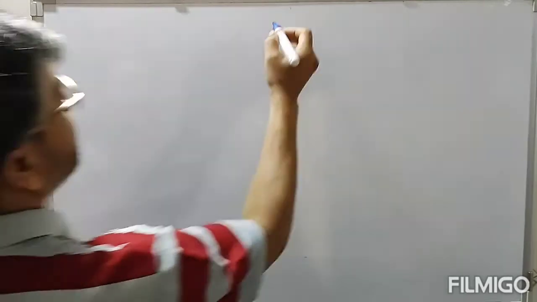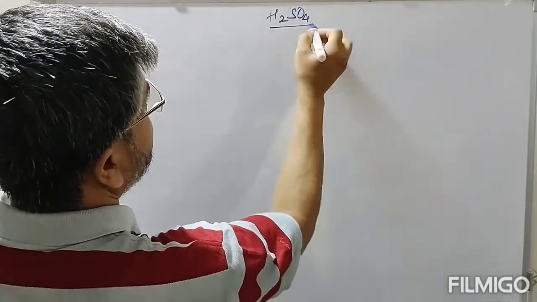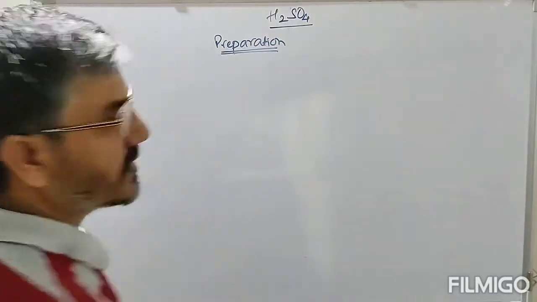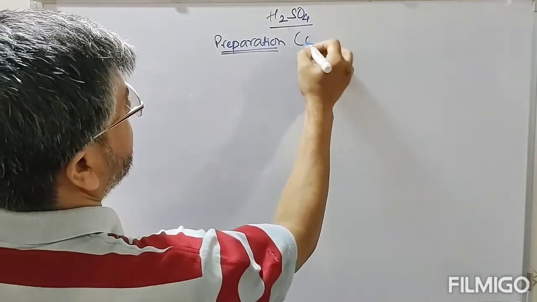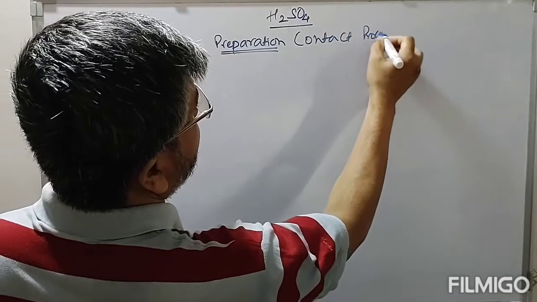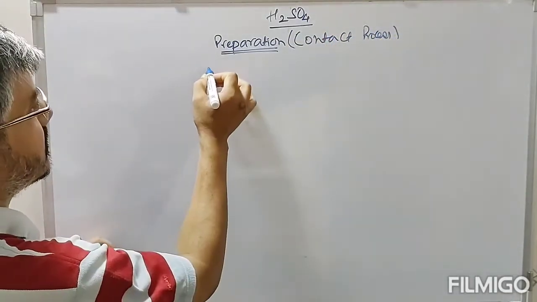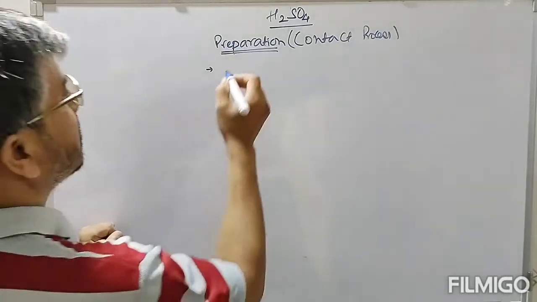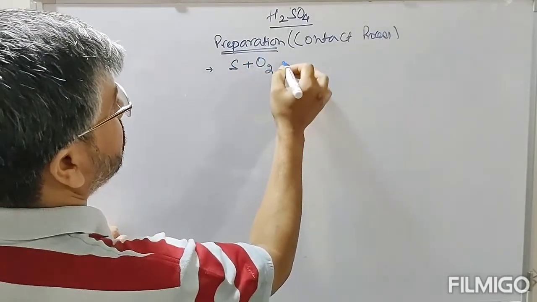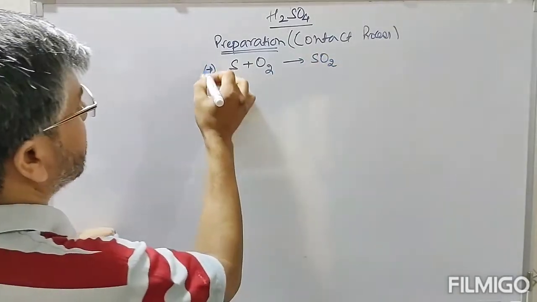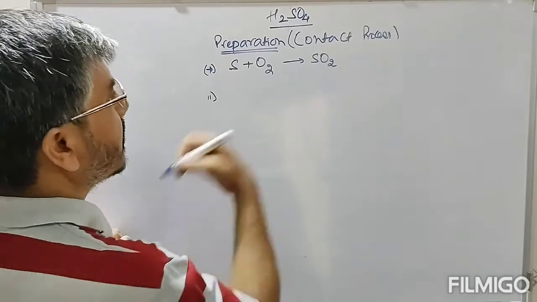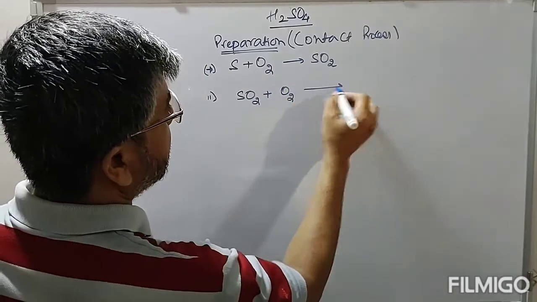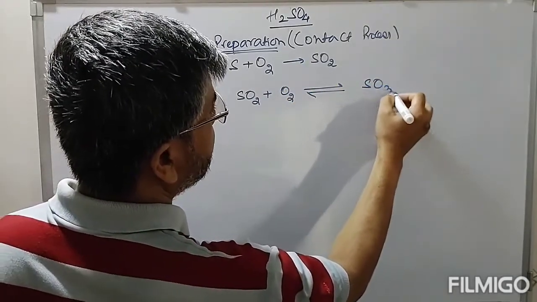Coming to sulfuric acid, H2SO4, first we'll see its preparation. The preparation of sulfuric acid is by a process known as the contact process. The steps involved: first, we have sulfur. The sulfur is burned with oxygen and converted into sulfur dioxide. In the second step, this sulfur dioxide reacts with oxygen gas, and this develops an equilibrium to give sulfur trioxide.